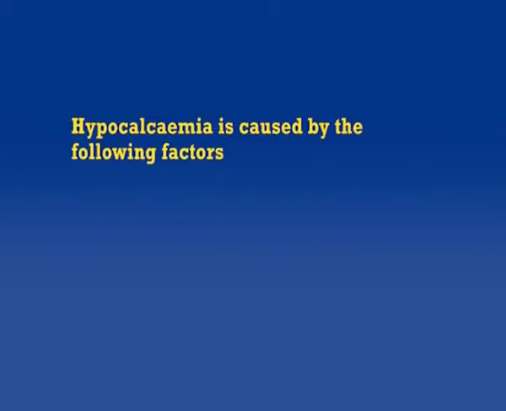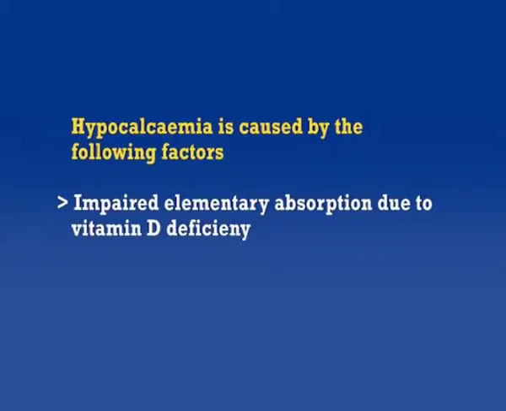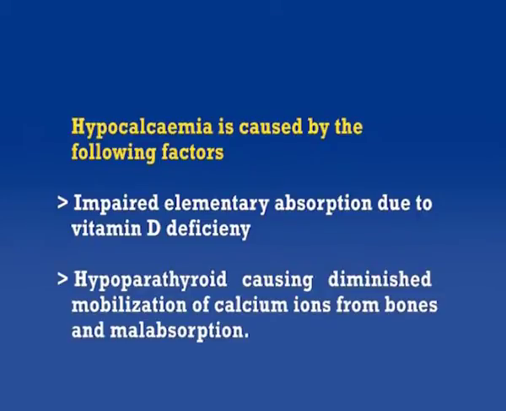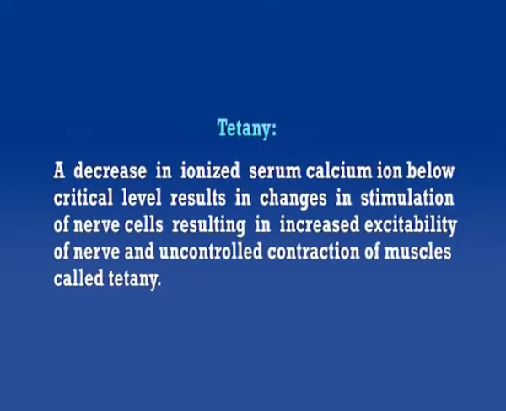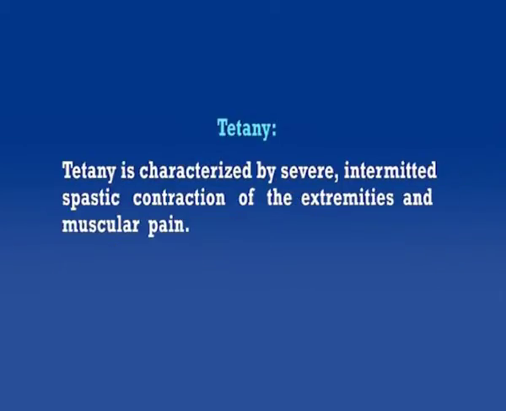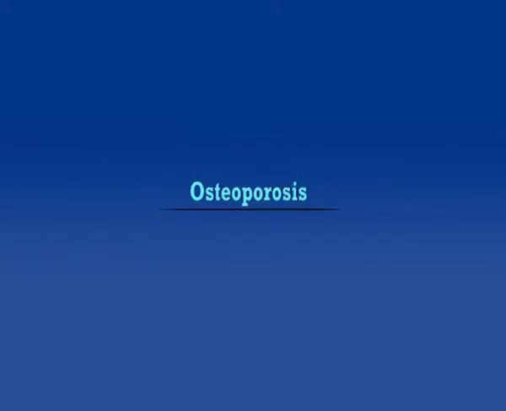Hypocalcemia. Hypocalcemia is caused by the following factors. First, impaired intestinal absorption due to vitamin D deficiency, and hypoparathyroidism causing diminished mobilization of calcium ions from bones, and malabsorption. Tetany. A decrease in ionized serum calcium ions below critical level results in changes in stimulation of nerve cells, resulting in increased excitability of nerve and uncontrolled contraction of muscles called tetany. Tetany is characterized by severe, intermittent, spastic contraction of the extremities and muscular pain.